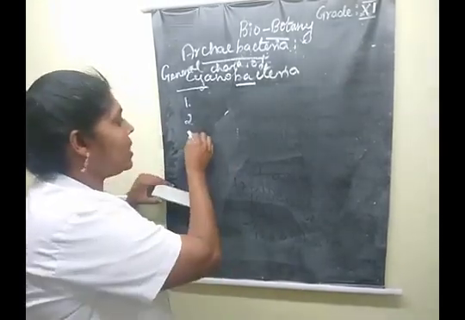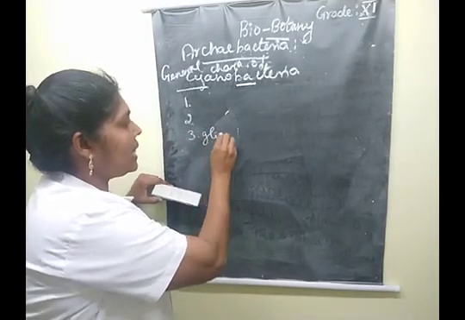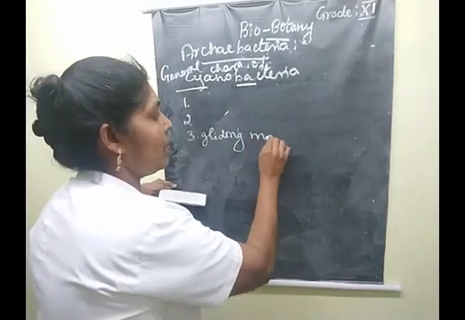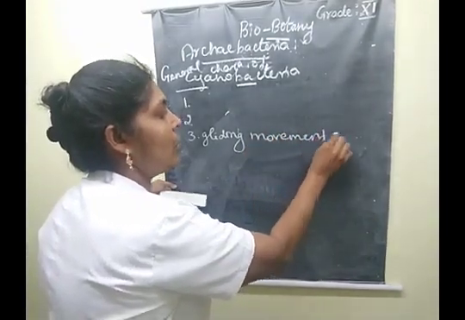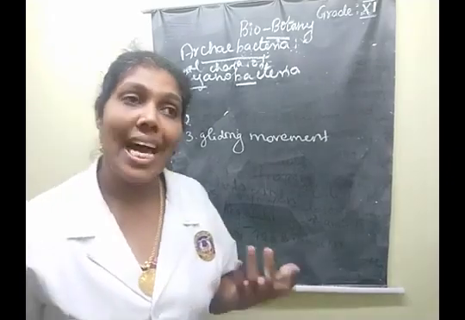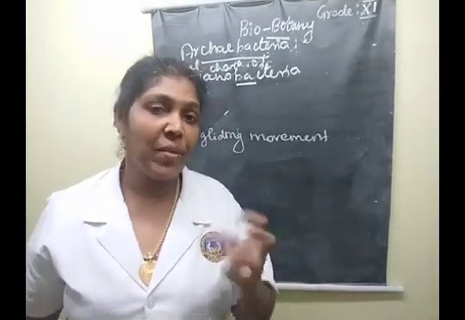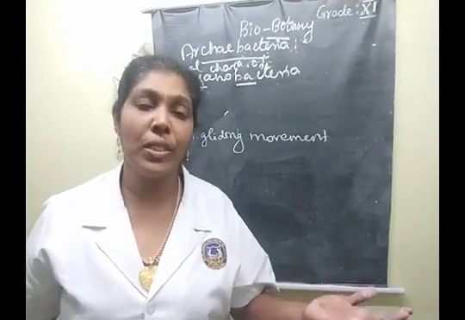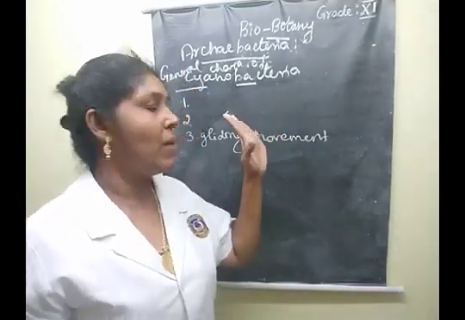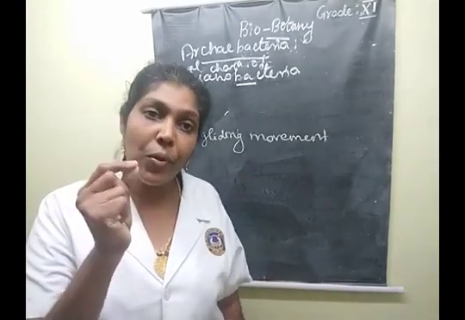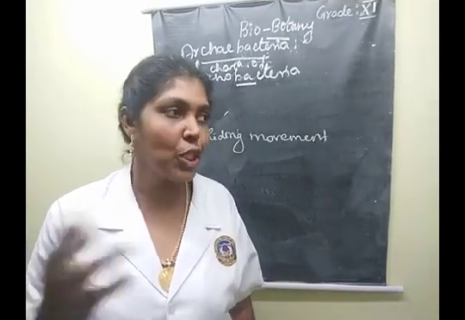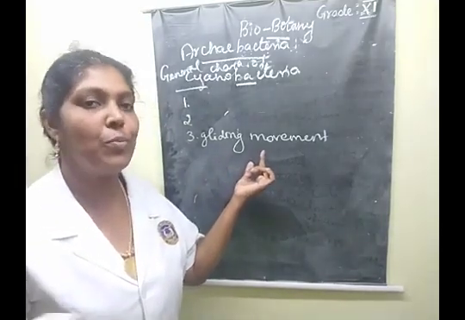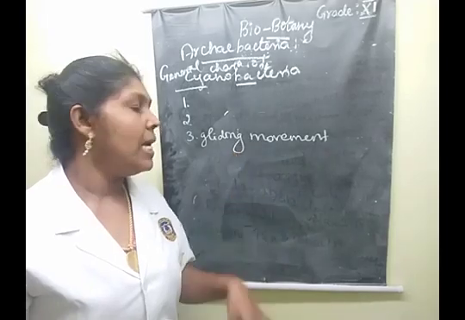The next one is gliding movement. What does gliding movement mean? I already told you that there is an absence of motile reproductive cells. So how does this organism move? They use protoplasm to move. That is known as gliding movement. Using the protoplasm to move the species is what we call gliding movement.